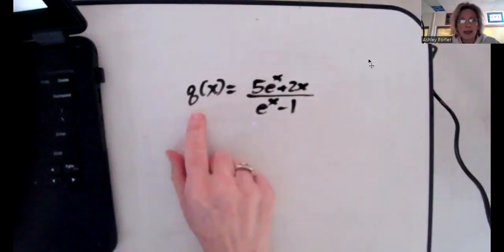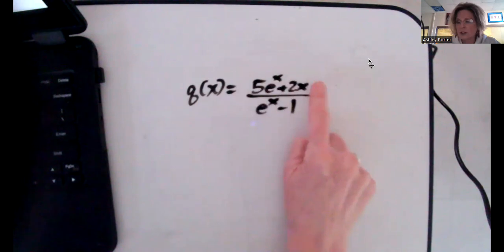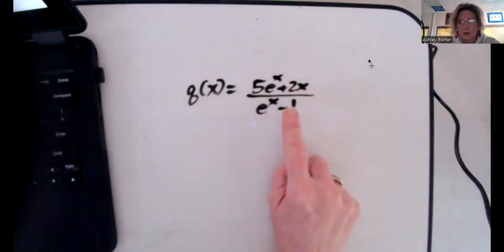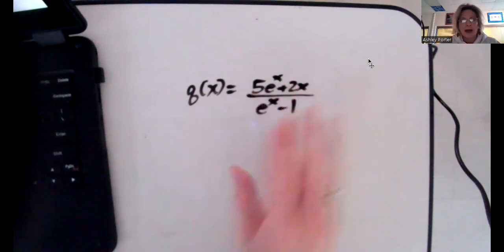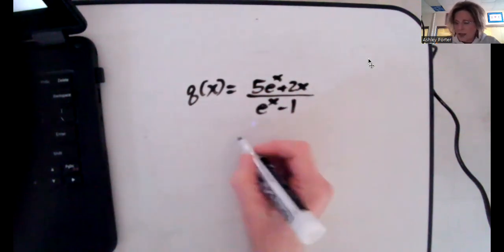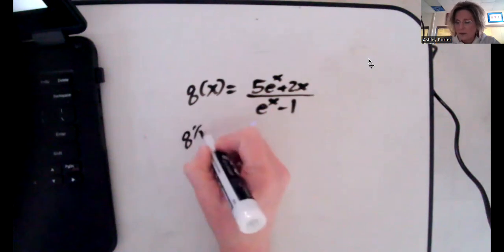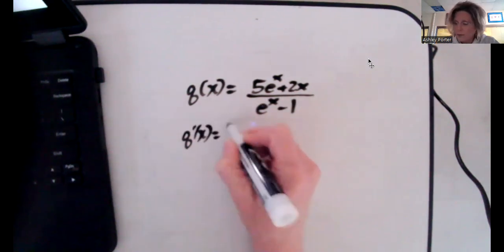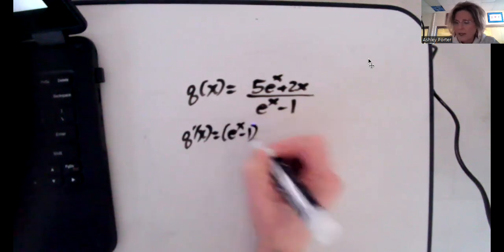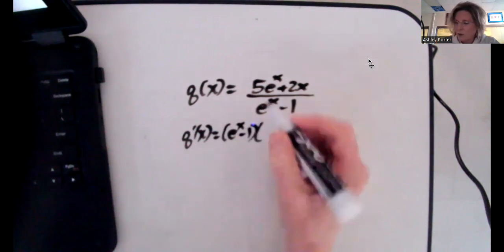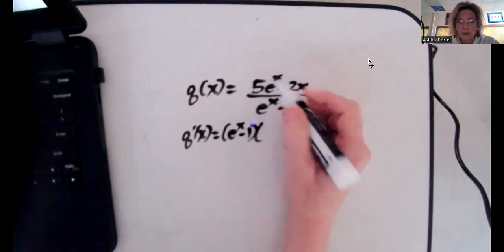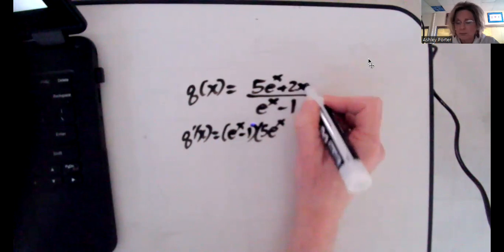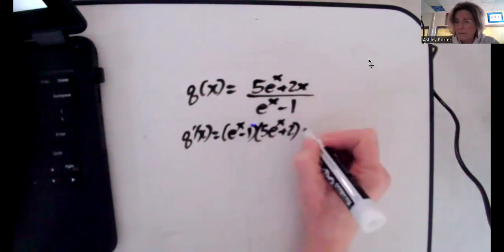Here again, Q of x is a top function over a bottom function. There is nothing I can do to factor, reduce, or otherwise simplify what I'm given. So to find Q prime of x, I'm going to need quotient rule. So here we go. Low d high. Oh, derivative of top. The derivative of 5e to the x is still 5e to the x. The derivative of plus 2x is plus 2.